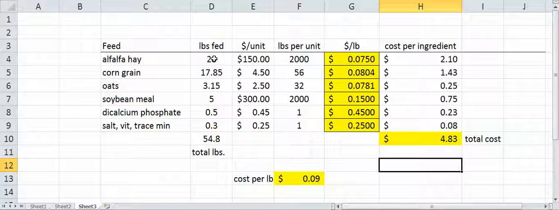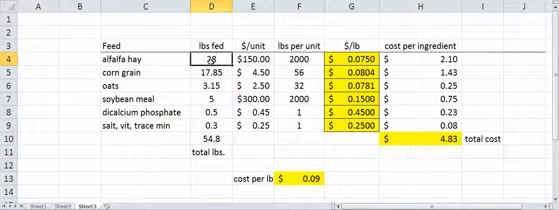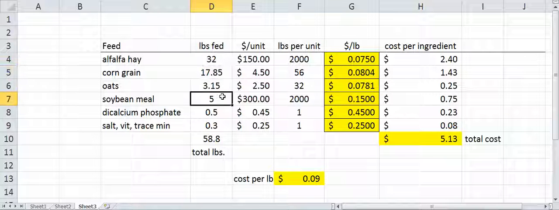If I want to change anything, if I want to change this feed ration, I can change the numbers here. And obviously you can see what happens to my total cost, my cost per pound, etc. So anyway, hope this makes sense. Hope you enjoyed it. Go ahead and design your own, and wish you the best of luck.